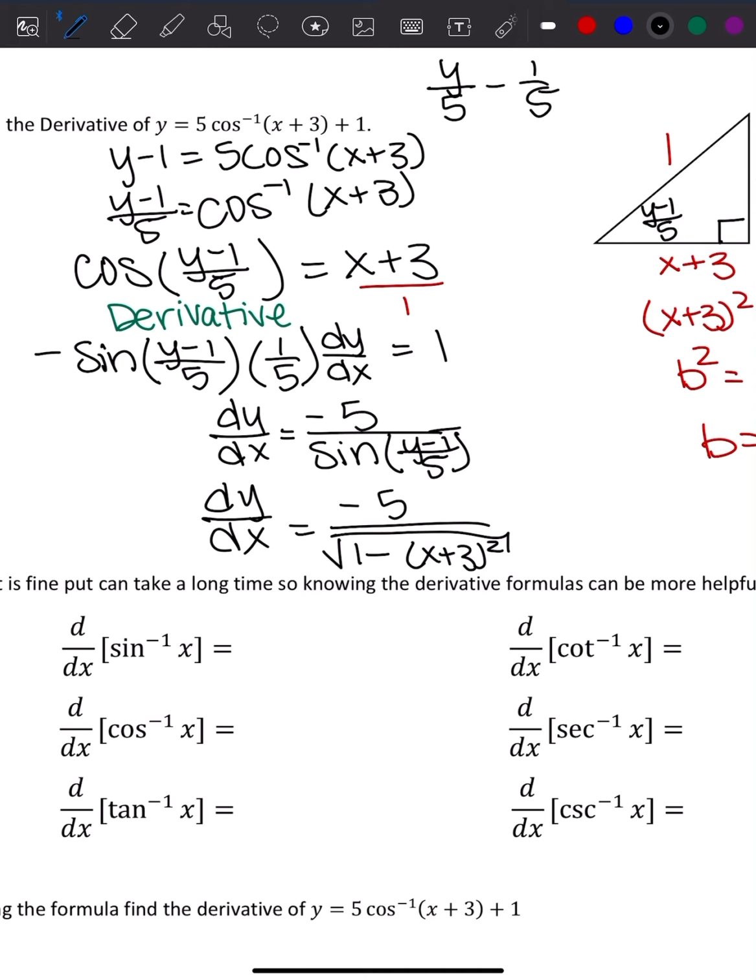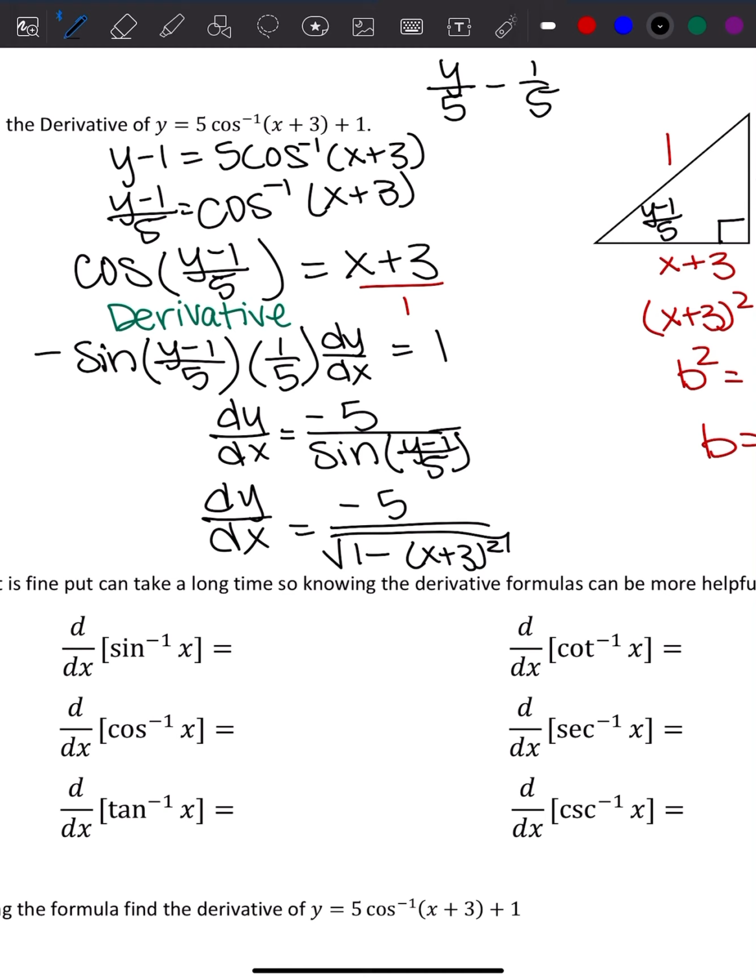When we're doing this, it's a lot easier to just know the formulas than to have to do this, because there are a lot of ways that we are going to be kind of messing up something that looks like this. So there are formulas that we are going to use instead.